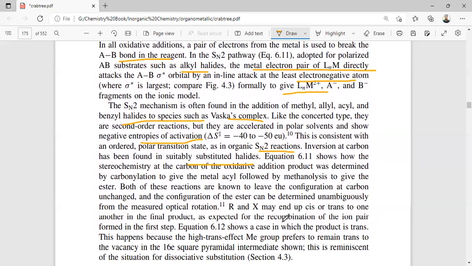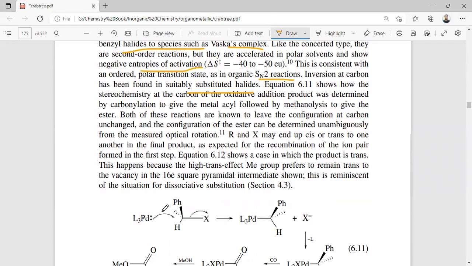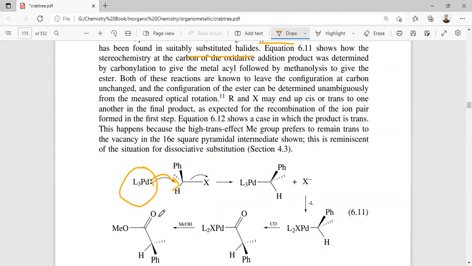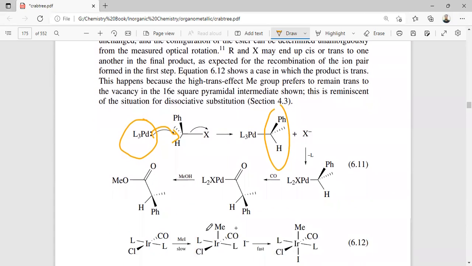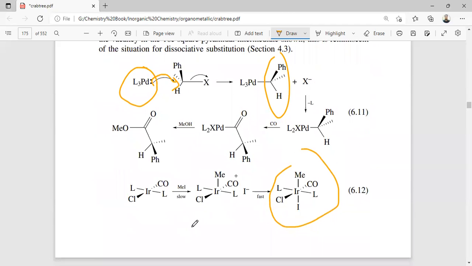So RX may end up with cis or trans addition in the final product, as expected from the recombination of the ion pair formed in the first step. In this case the product is trans, because the halide transfer of the alkyl group prefers to remain trans in the vacancy of the cationic intermediate shown in the scheme. So that means when the metal attacks the alkyl halide, here there is retention of the stereochemistry of the carbon center, and here the trans setup is favorable in the SN2 mechanism.